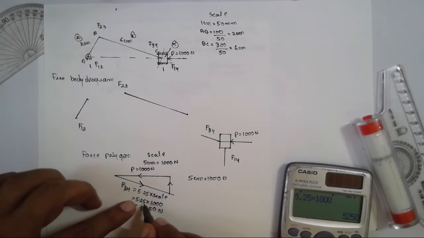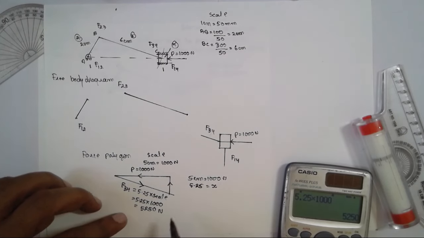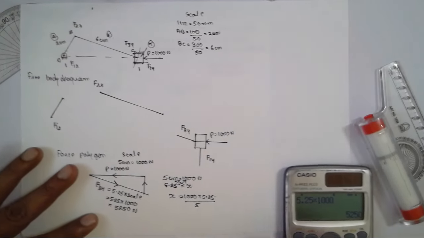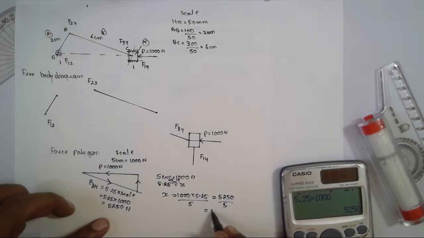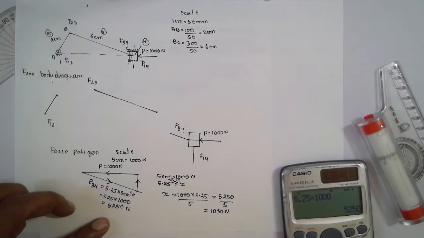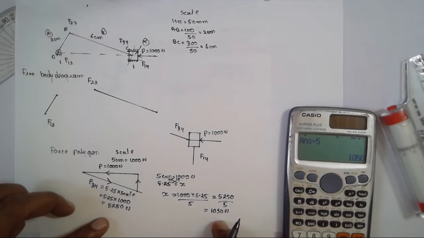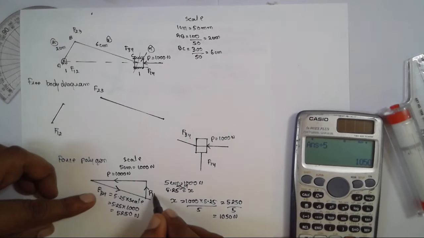Now, for this part, 5.25 is equal to x. Now cross multiply this one. x is equal to 1000 into 5.25 divided by 5. Here it can be written as 5250 divided by 5, which is nothing but 1050 Newton. If you calculate, it will be 1050 Newton. Now, this is F34 and this will be F14.